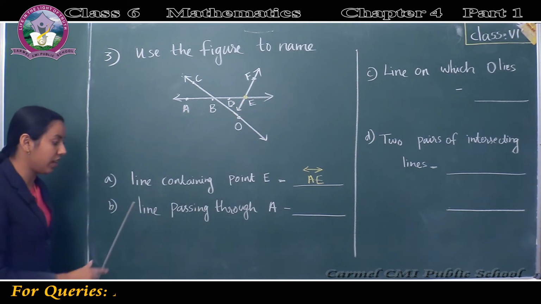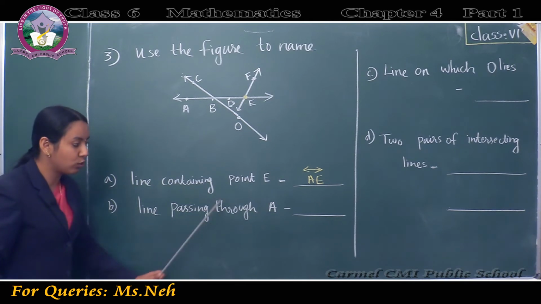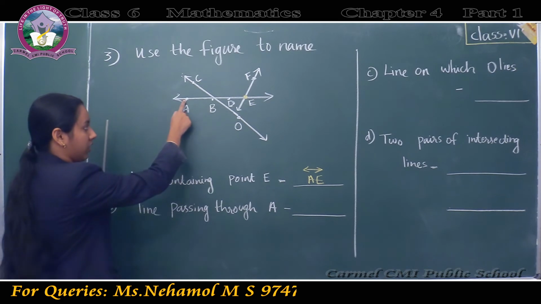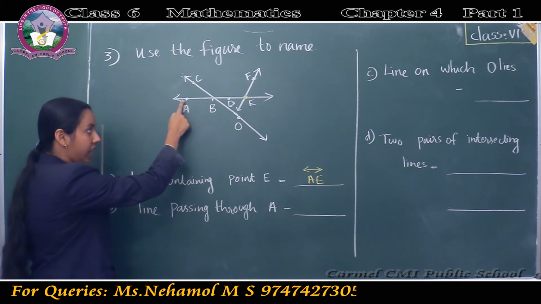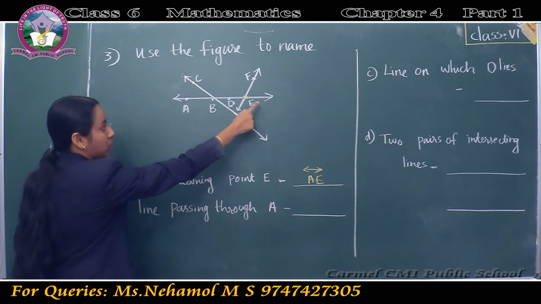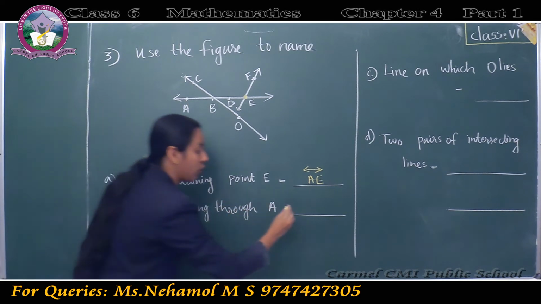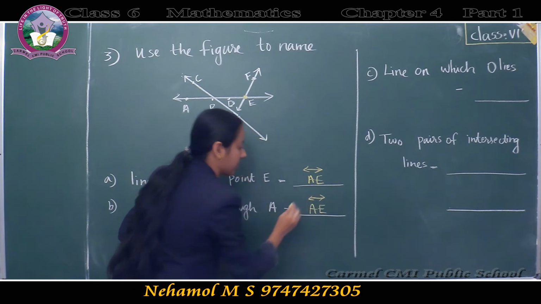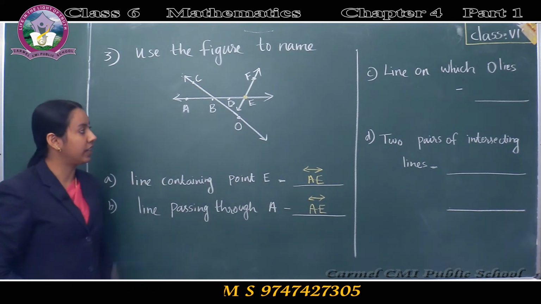Then second question, the line passing through A. The line passing through the point A. This is the point A. The line passing through the point A is also line AE. Second one's answer is also line AE.